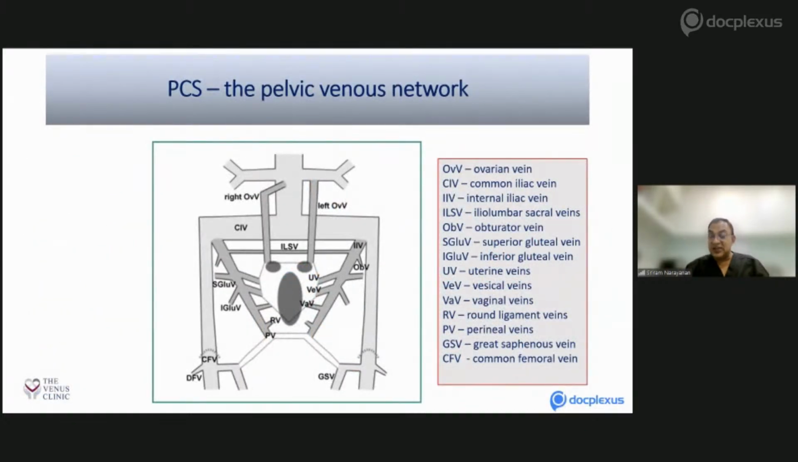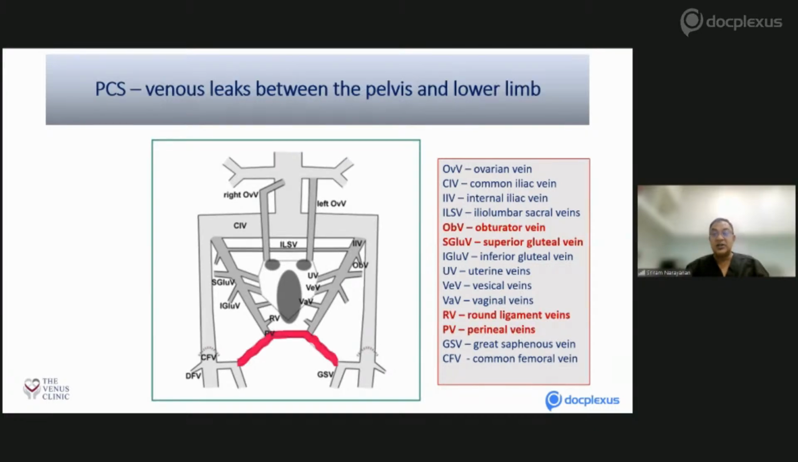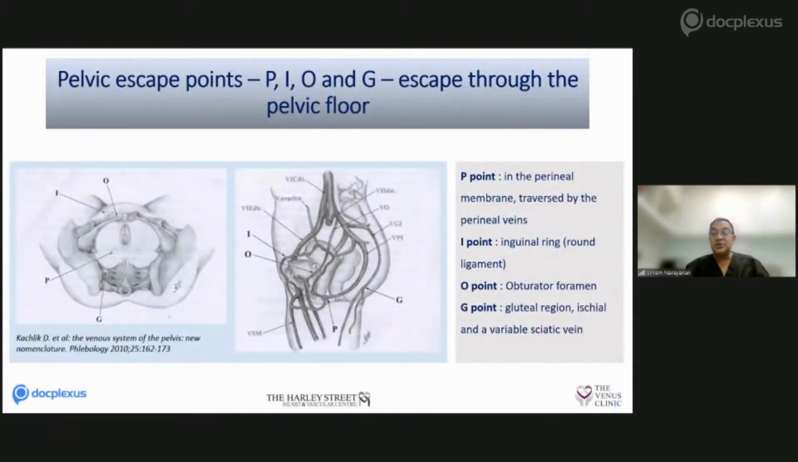We must understand the pelvic venous network if one is planning to treat this. I will briefly go over it. The ovarian, uterine, adnexal, vaginal, and leg veins are all interconnected in one venous network. And essentially, those two red lines tell you where these venous connections are, around from the obturator, the gluteal, the round ligament, and the perineal veins. And those are the escape points from the pelvis through the pelvic floor into the lower limb.